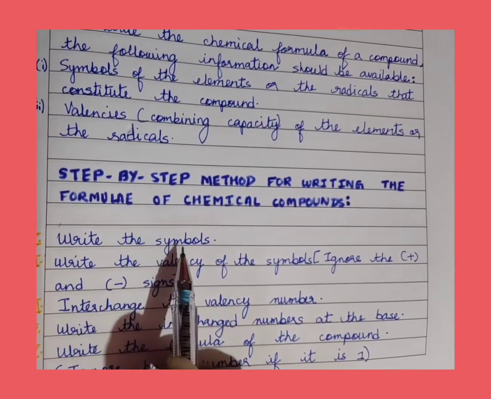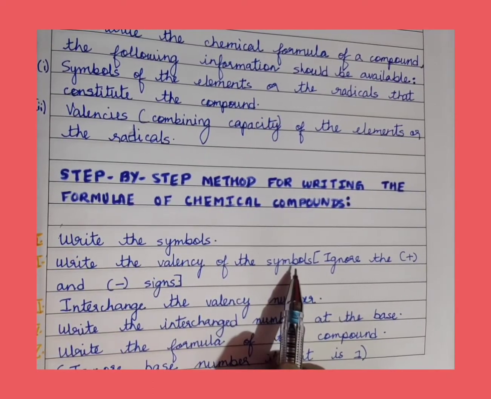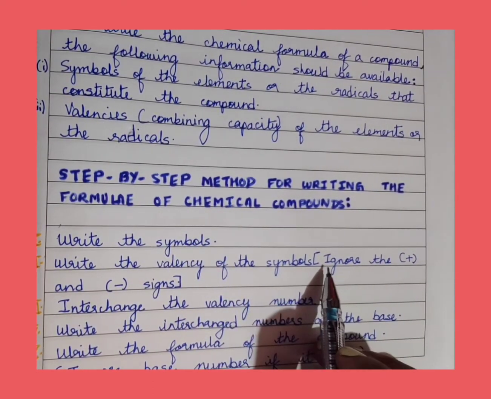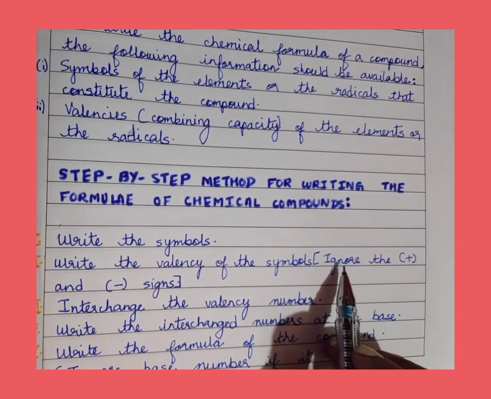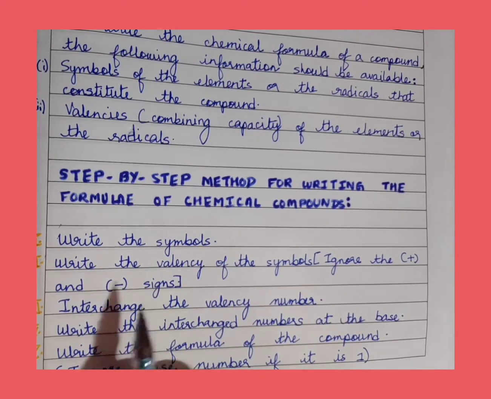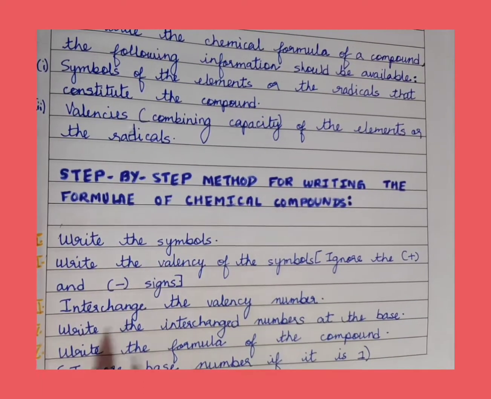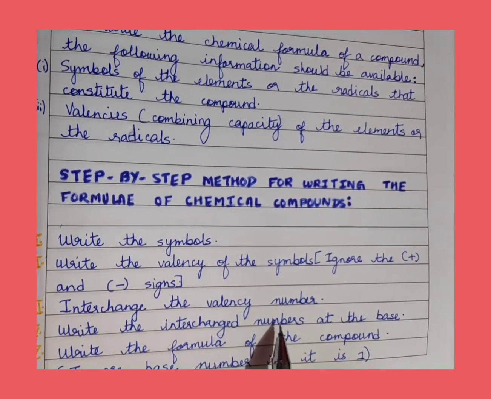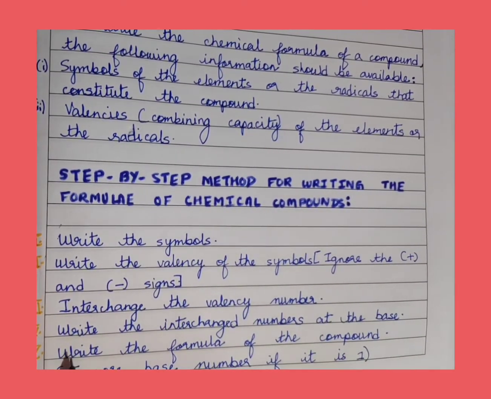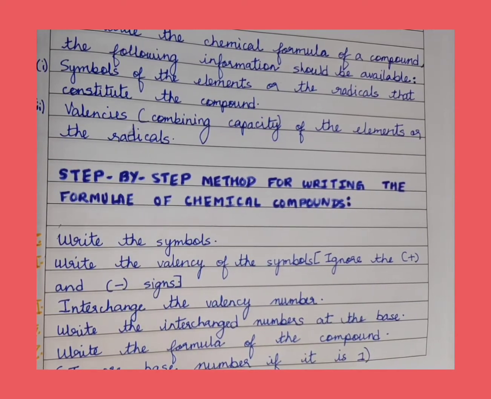First of all, you write the symbols, then write the valency of the symbol. And here a point to remember is that you need to ignore the positive and negative signs. Then interchange the valency number. Write the interchanged numbers at the base. Write the formula of the compound. Then ignore base number if it is 1.